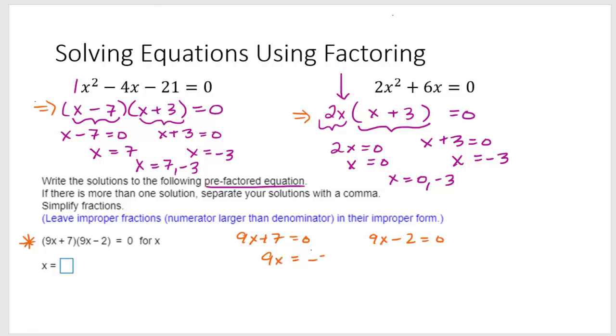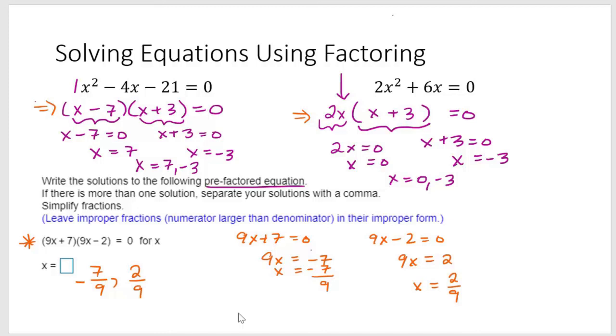So first we have 9x is equal to negative 7. Dividing both sides by 9 gives me x is equal to negative 7 over 9. For 9x minus 2, I get 9x is equal to positive 2, and dividing both sides by 9 here gives me x is equal to 2 over 9. So how would we enter this on MyLab? We'd say x is equal to negative 7 over 9, comma, 2 over 9. Those are the two values that you'd put in the box.